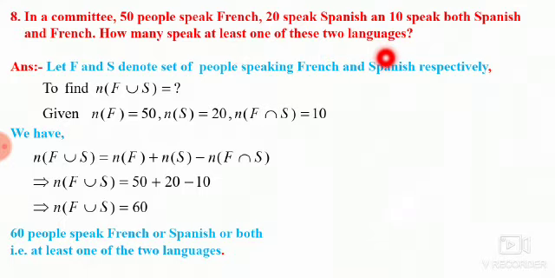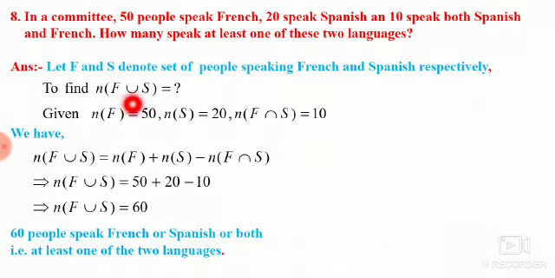We are going to find the number of people who speak at least one of the two languages, that is, either French or Spanish, or both. That is, we are going to find n of F union S. Now let me define: let capital F and capital S denote the sets of people speaking French and Spanish respectively. To find n of F union S.